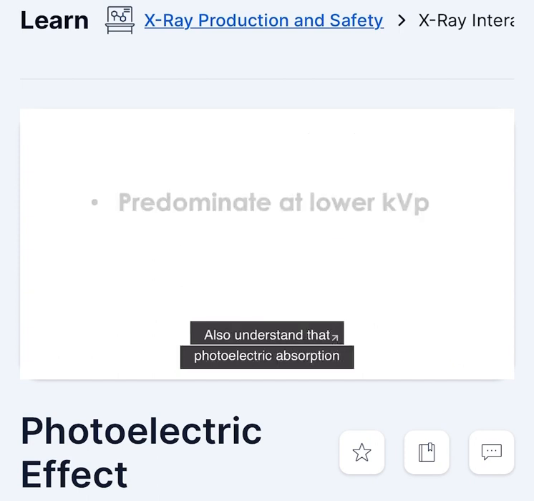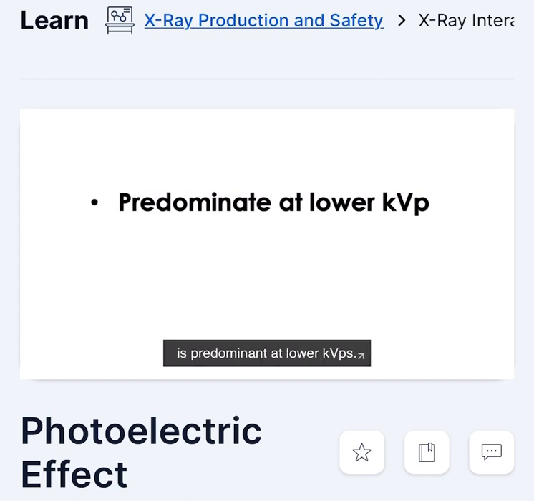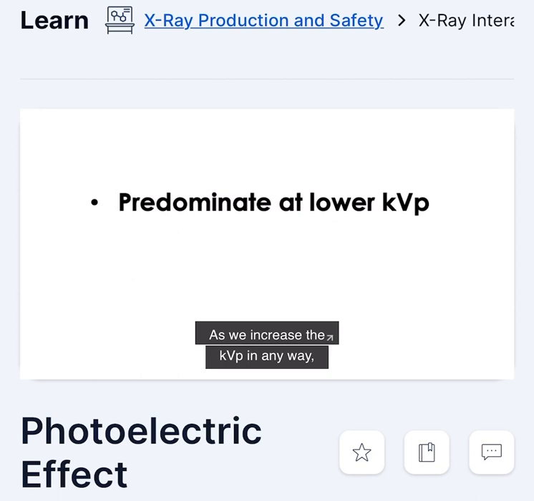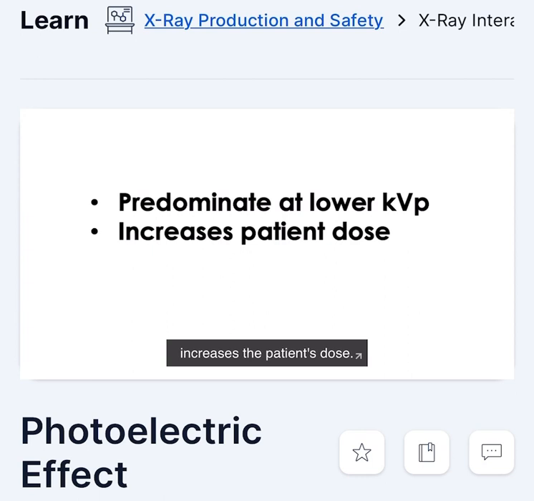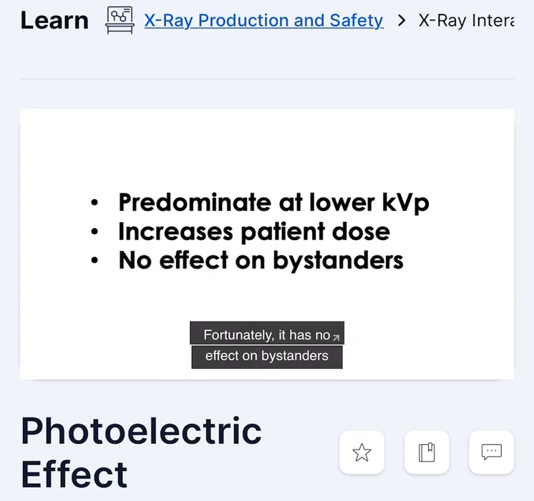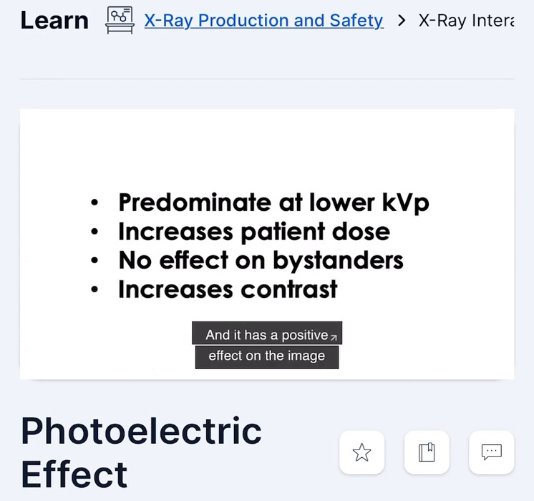Also understand that photoelectric absorption is predominant at lower kVps. As we increase the kVp in any way, this decreases the amount of photoelectric absorption taking place. Also remember that this interaction is bad for the patient because it increases the patient's dose. Fortunately, it has no effect on bystanders and adds no dose to the radiographer, and it has a positive effect on the image because it increases image contrast.